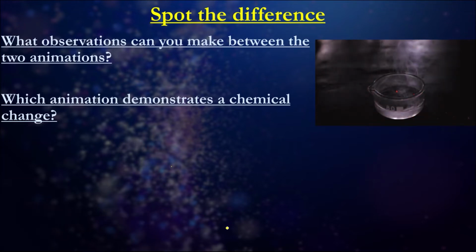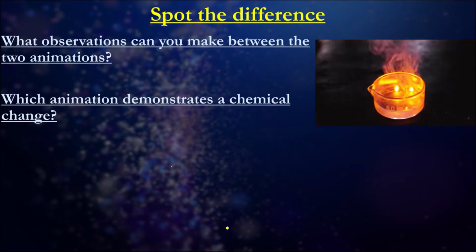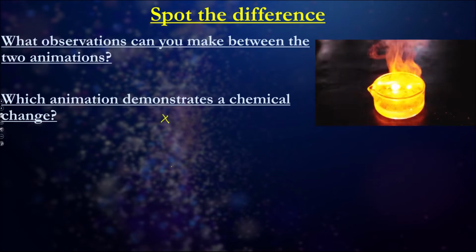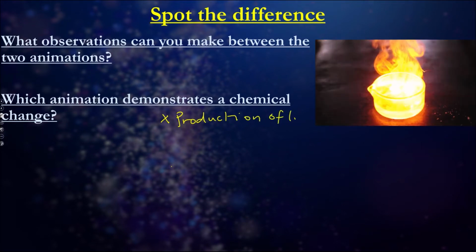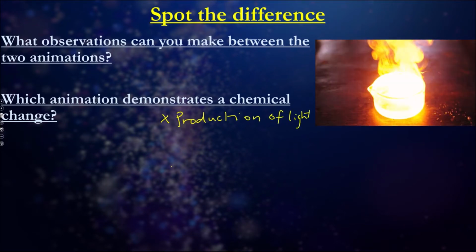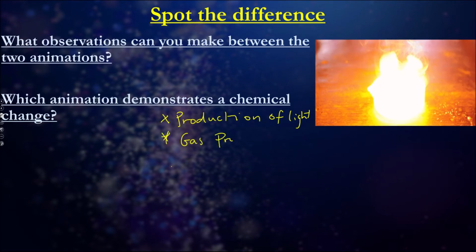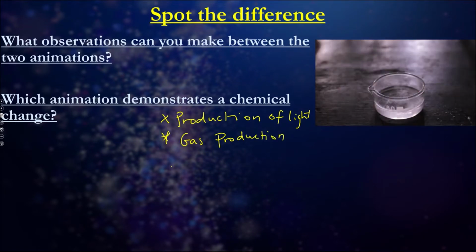Looking at the simulation or animation we have on the right-hand side here, we can see that there is gas production, there is light being produced. So what kind of things do we see in a chemical change? Well, firstly, we see production of light. We see that there is gas production as well. Obviously, we can also see some steam coming out, so we can see that there is heat.